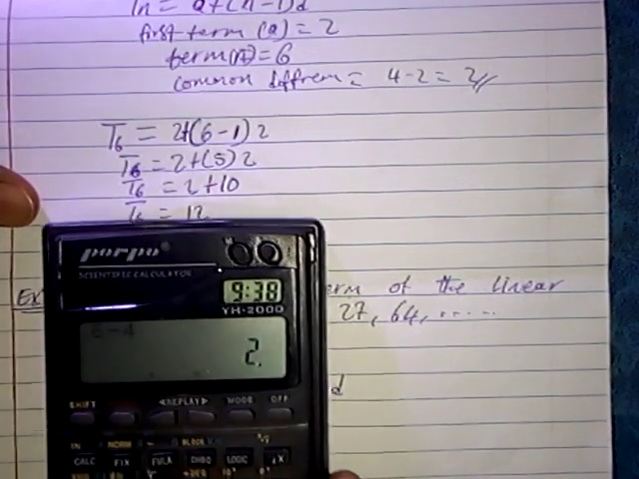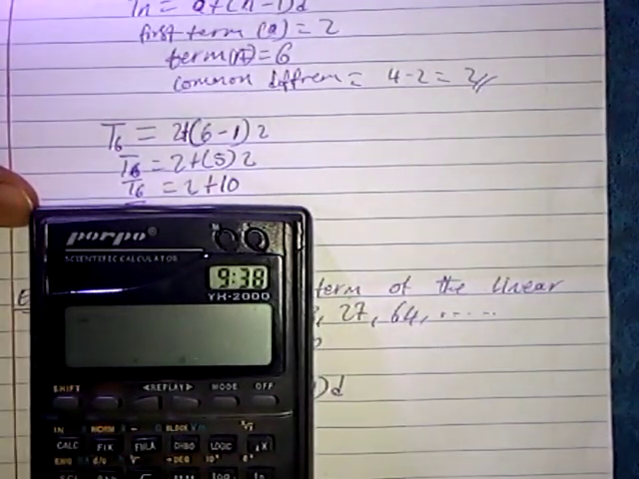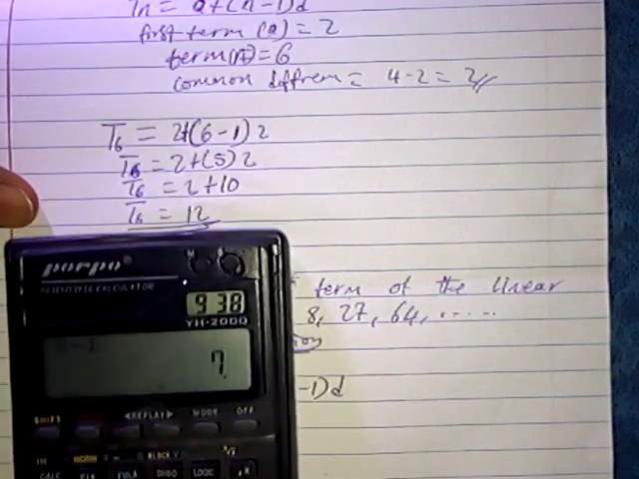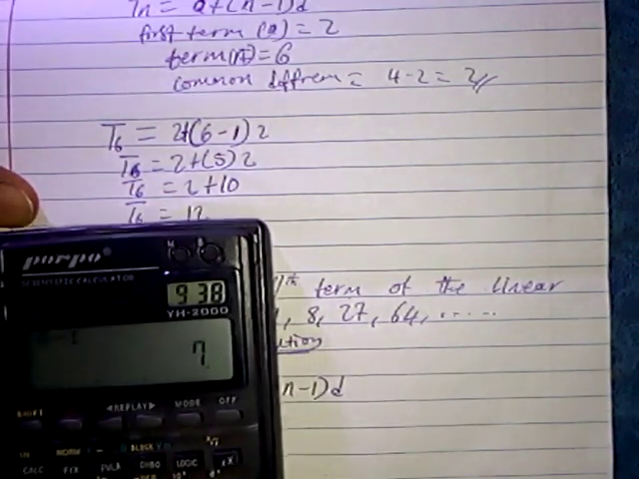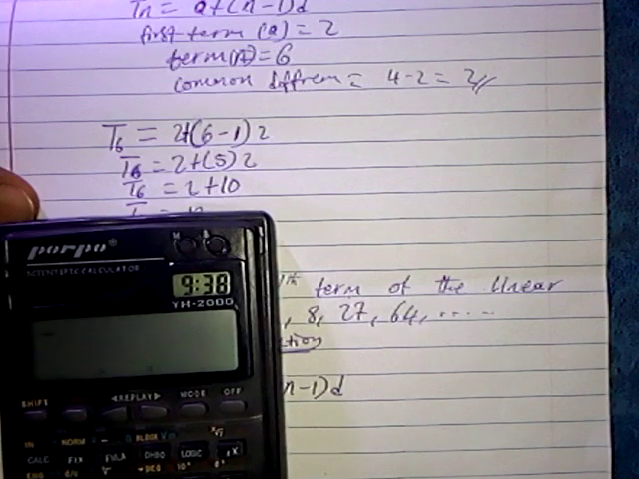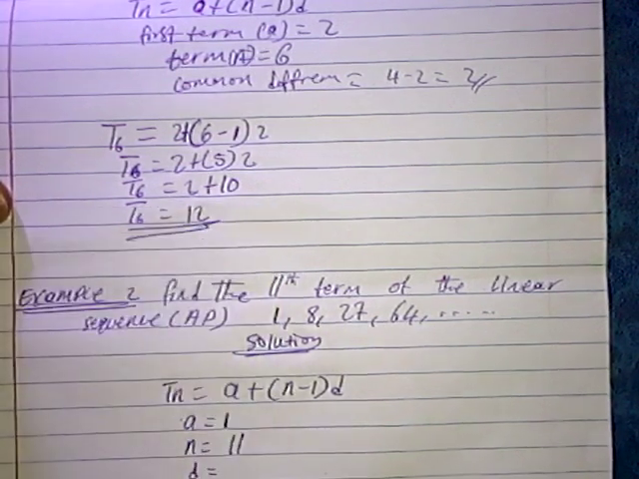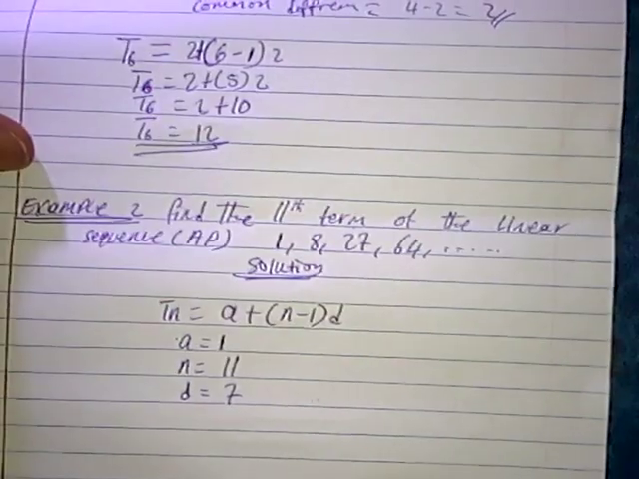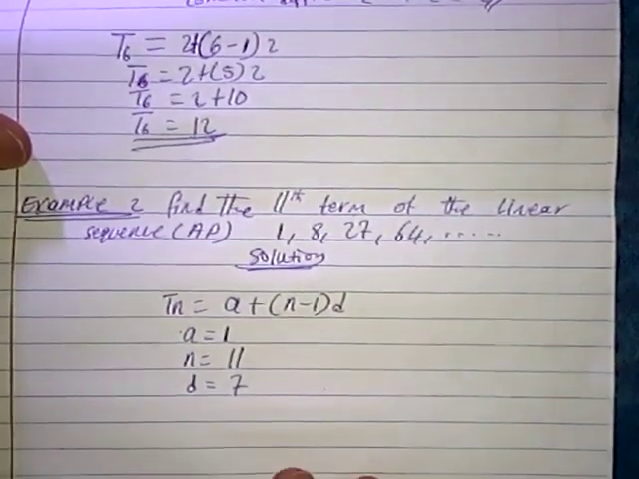Now let's see. 8 minus 1 is going to give you 7. You see it? 8 minus 1 is 7. Good. So the common difference is 7. Now we do our substitution into the formula.